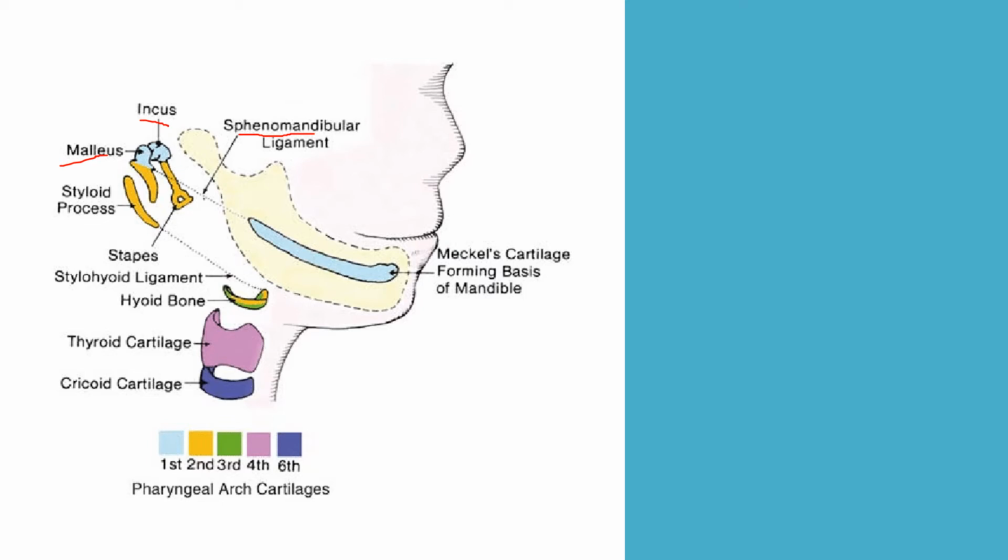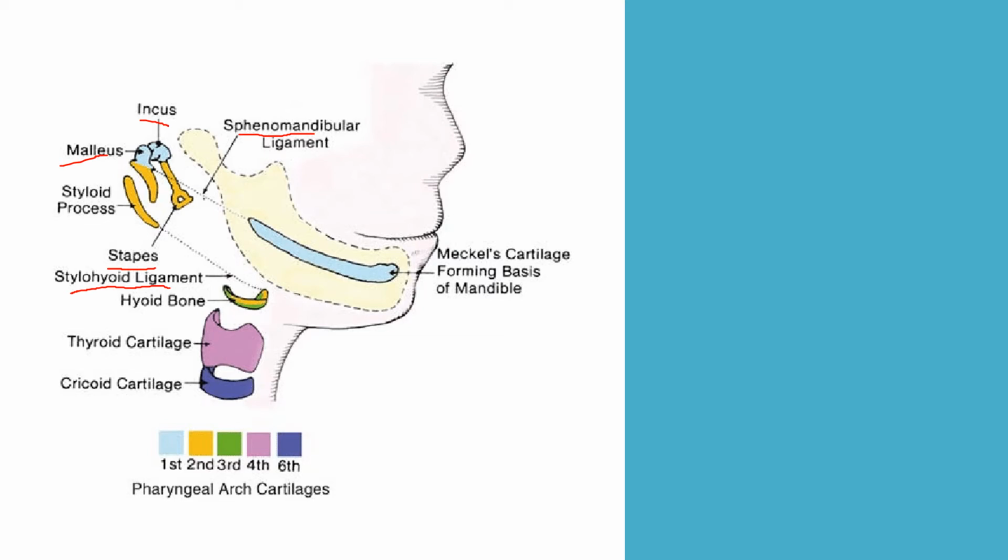Next one is the second arch, called the hyoid arch. This hyoid arch develops from Reichert's cartilage. It has a dorsal part and a ventral part. The dorsal part forms the stapes, and its succeeding part forms the styloid process of the temporal bone, and the succeeding fibrous membrane-like structure forms the stylohyoid ligament. Next is the ventral part. The ventral part forms the lesser cornu of the hyoid bone and the upper part of the body of the hyoid bone.